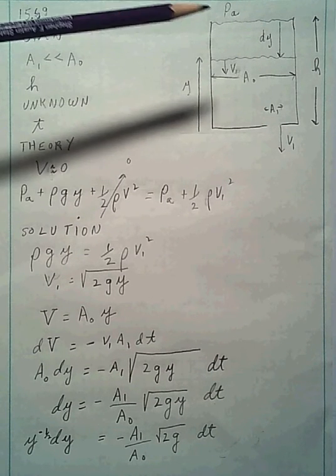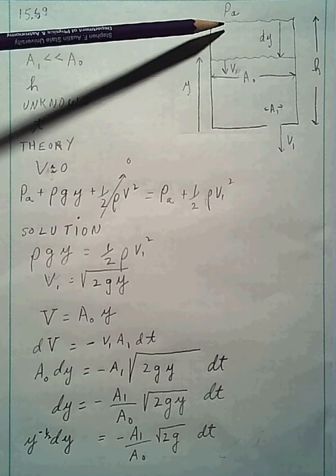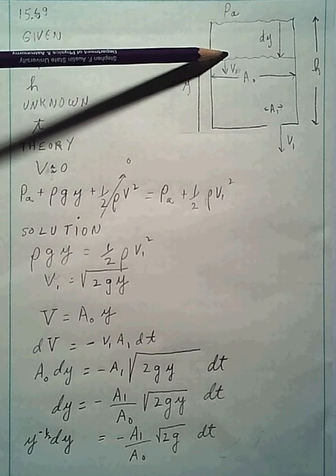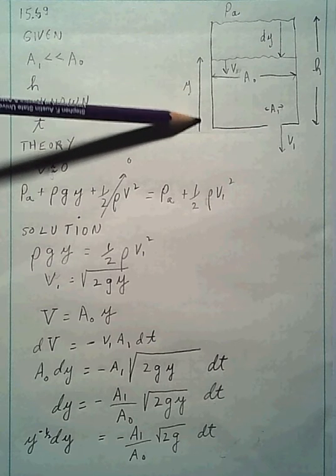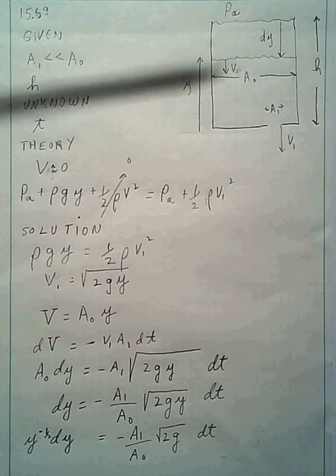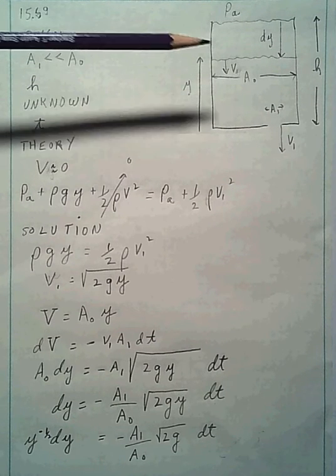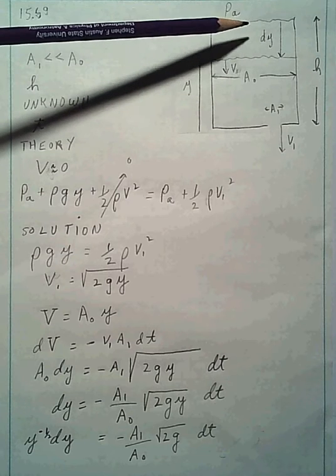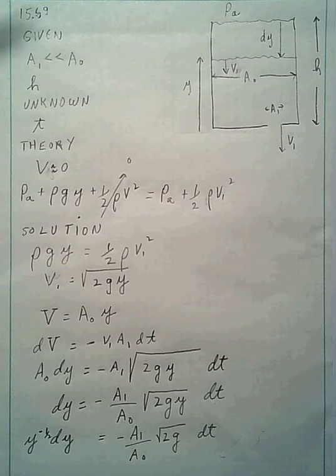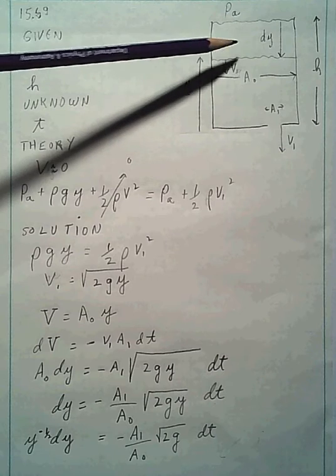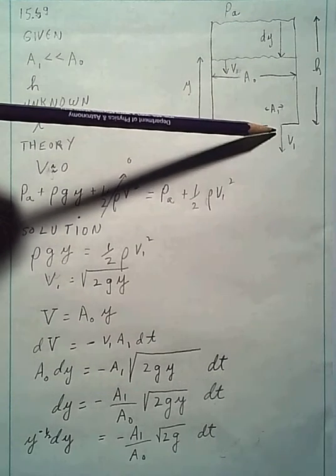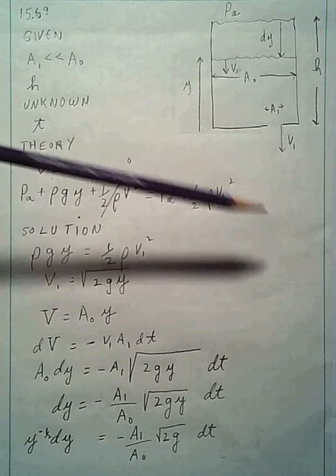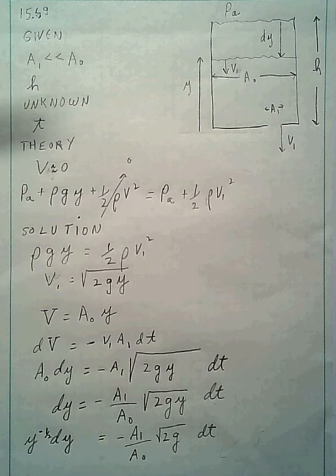As the water drains, the level of the water will begin to fall, and the level of the water is denoted as y. And in a differential time dt, the water level will drop a value of dy, and the volume that leaves the can is the volume of water that must flow out in this time interval dt.